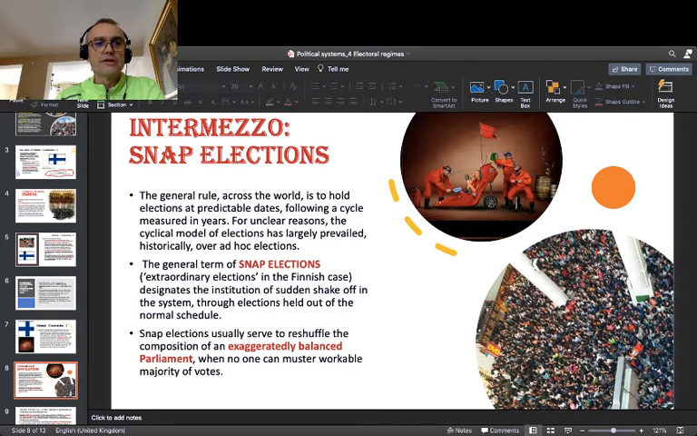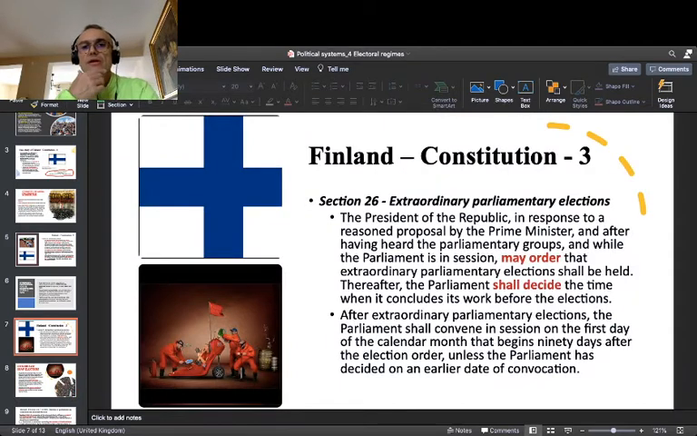So going back to Finland, the exact constitutional provision here is: the President of the Republic, in response to a reasoned proposal by the Prime Minister, and after having heard the parliamentary groups and while the parliament is in session, may order that extraordinary parliamentary elections shall be held. Thereafter, the parliament shall decide the time when it concludes its work before the elections.